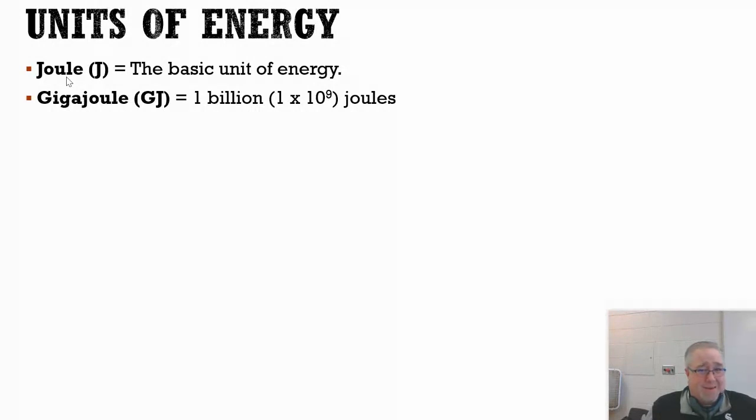Now, in energy, a joule, again, is the basic unit, but it's a really, really tiny unit. When we're measuring energy and looking at global energy use and things like that, we typically aren't going to use this little unit. Instead, we're going to use something called a gigajoule. A gigajoule, GJ is the abbreviation, is a billion, or 1 times 10 to the ninth, of these units. Okay, it's a billion joules.